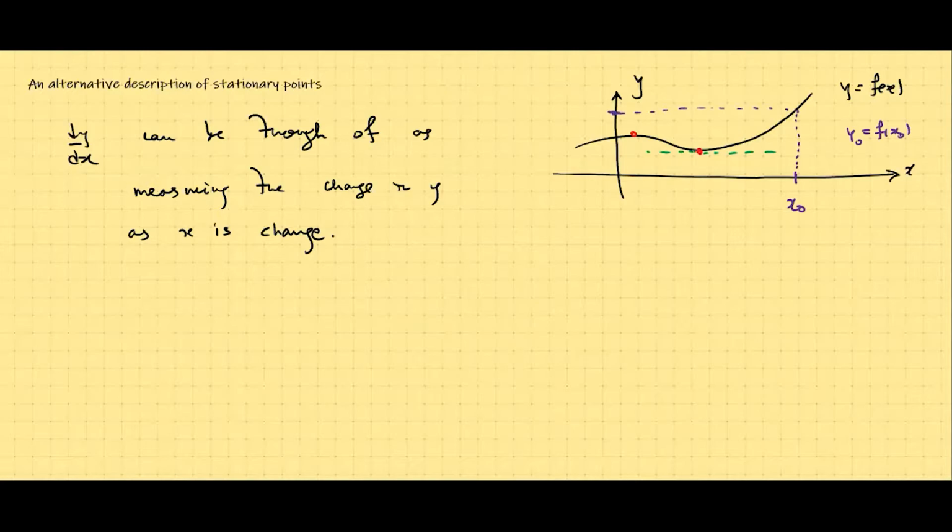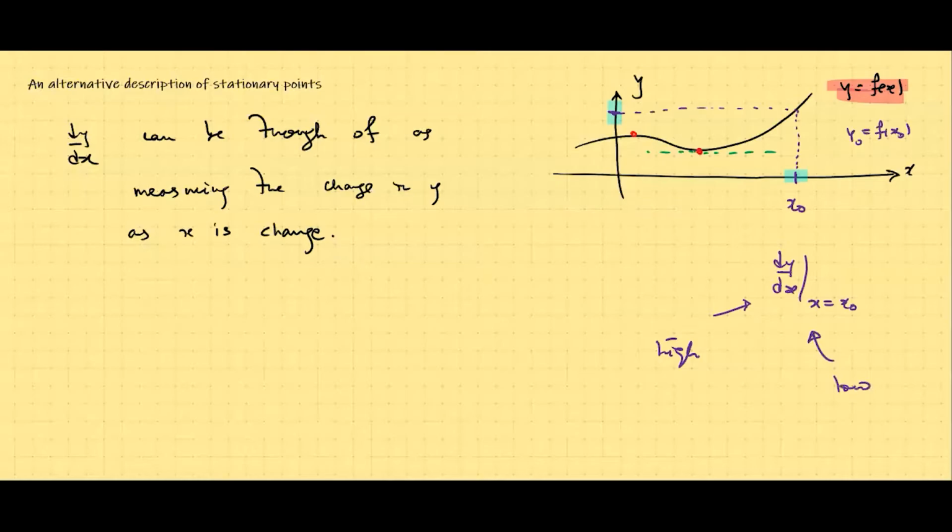And what dy by dx at the point x equals x naught actually tells me is how sensitive the function y equals f of x is to changes in x. So if I change my x value about x equals x naught a little bit, how much is there going to be a change in y, right? And if this happens to be high, then what that means is if I change x naught by a little bit, then y would change by a lot. Whereas if this happens to be low, what that means is if I change x naught by a little bit, well, then y naught is not going to change by a lot because the change in y with respect to x is actually quite small.